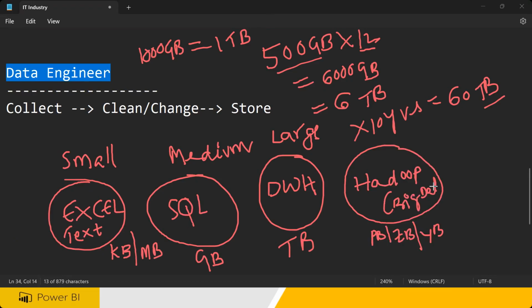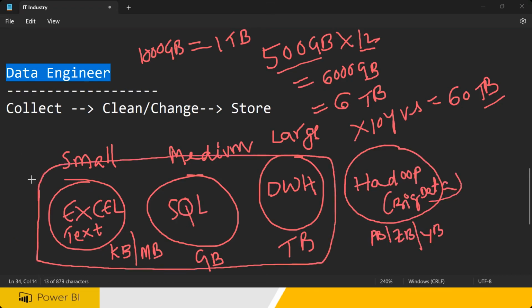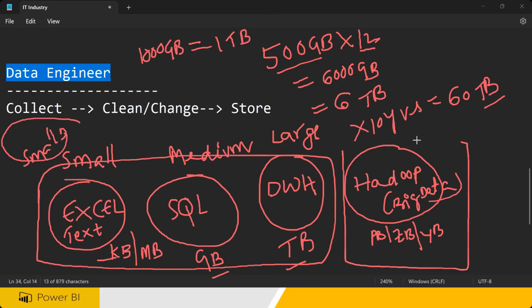Clear? The IT industry divides the data up to terabytes as what is called small data, right? Small data means KB data, GBs of data, terabyte of data. This kind of data is called big data. Where is big data going to be stored in the IT industry? The software is called Hadoop. Clear?